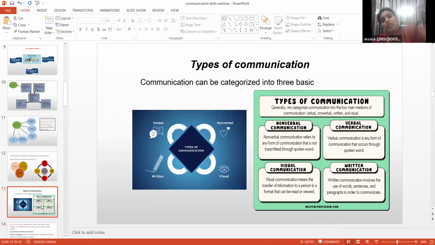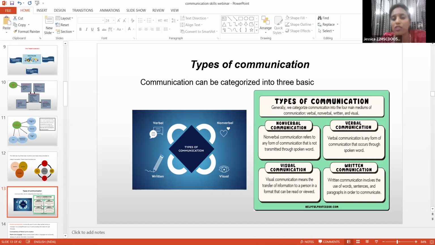Now that we have seen why communication is important, what is the need of communication in today's days, I would like to throw a little light on types of communication. Of course, this is something that all of us know, but it is always good for us to revisit and introspect on how we use the different types of communication during our patient interaction. So we talk about verbal communication, non-verbal communication, visual communication, and written communication.